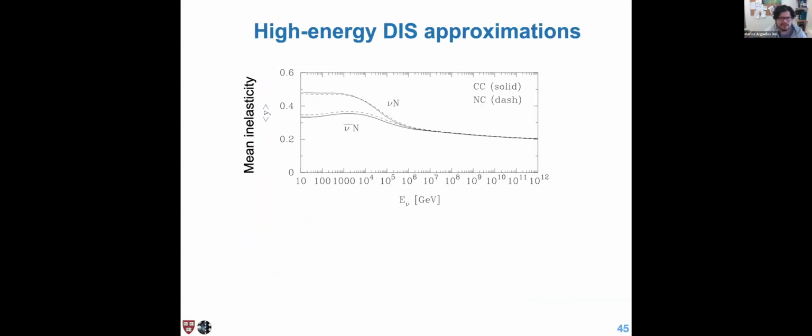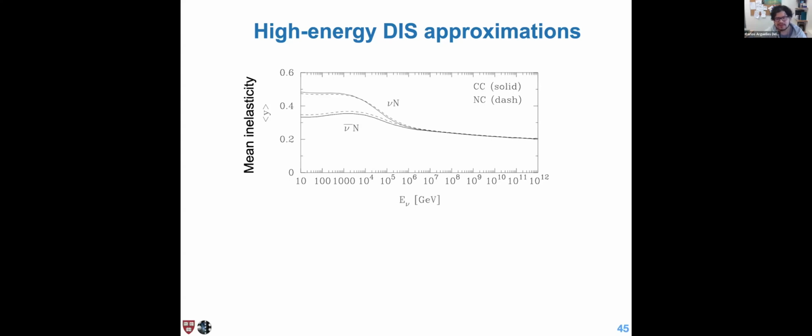Okay. Another thing that's important is the inelasticity. The inelasticity tells you how much energy goes into the outgoing lepton. An interaction that is more elastic means that the lepton produced from the neutrino interaction is more energetic, whereas an interaction that's more inelastic is one where the hadronic part is more energetic. So the inelasticity is the fraction of energy that goes into the hadronic shower. When y, the inelasticity, is very large, most of the energy is going to the hadron, and when y is very small, most of the energy is going to the lepton.